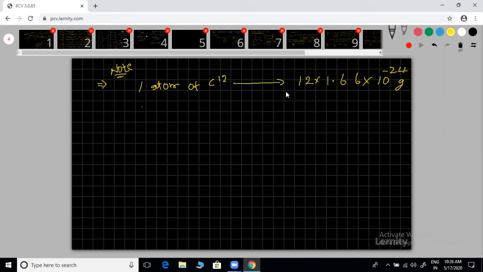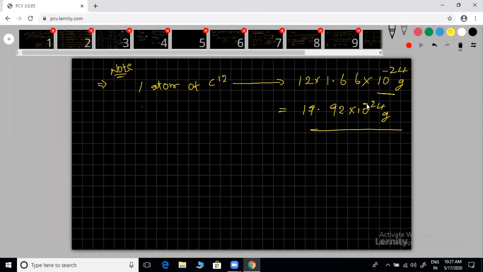One atom of C12 mass is how much? Now you understood that one. One atom is 12 into 1.66. Can you multiply? How much will you get here? So approximately we are getting 19.92 into 10 power minus 24 grams. And now you can see grams, how much this value is.